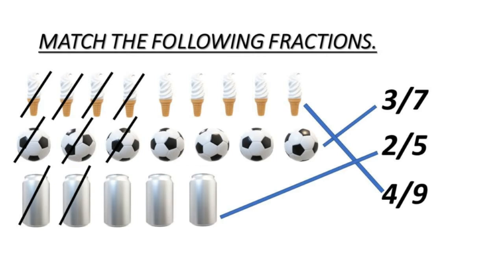Now we are going to match the fractions. Out of 9 ice creams, 4 ice creams were striked. So the fraction for striked ice creams is 4 by 9. There are 9 balls. So 3 balls are struck out. The strikeout fraction for balls is 3 by 9. There are 5 tins. Out of 5 tins, 2 tins were struck out. So the fraction for tins is 2 by 5.